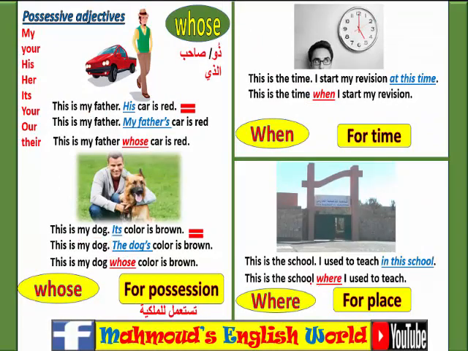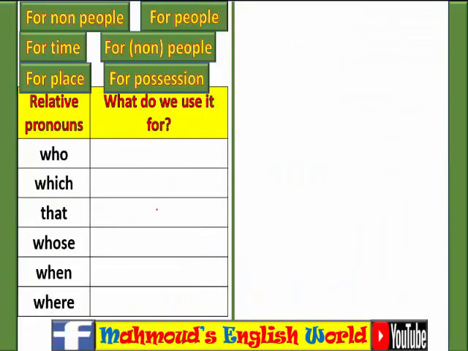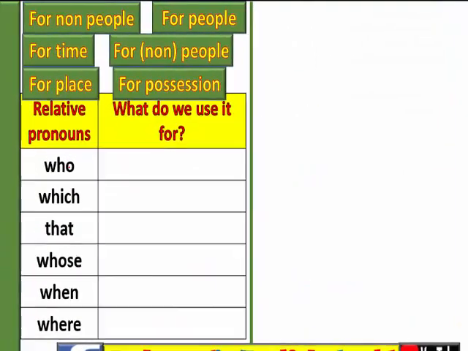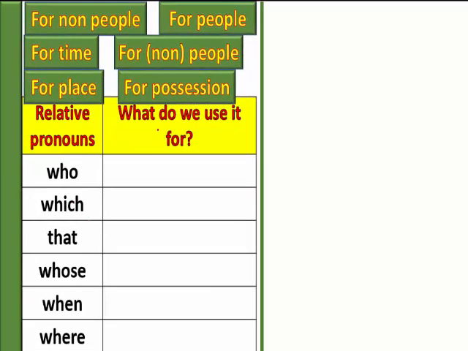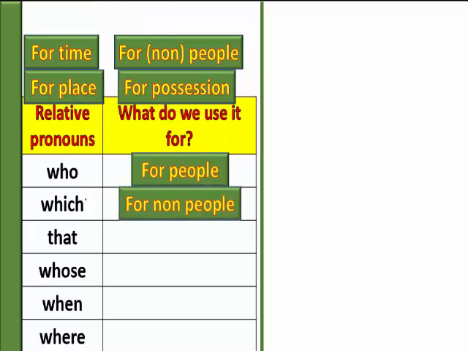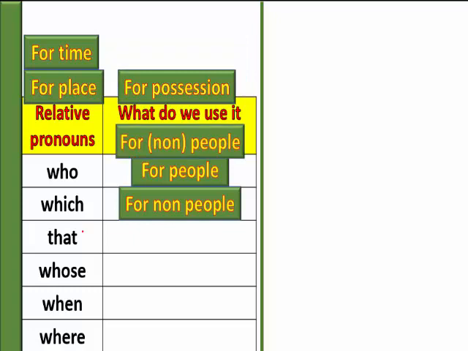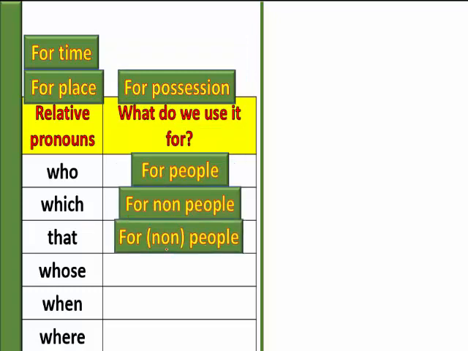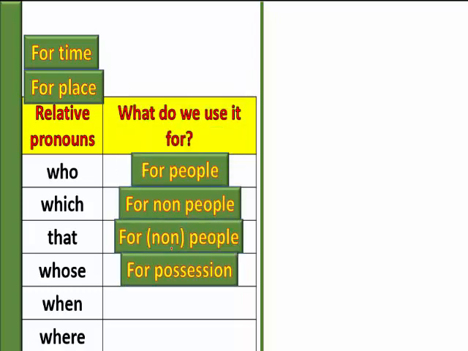Now let's see some practice. What you're going to do here, you have the relative pronouns, and this is the use. When do we use it? With people, non-people, for time, place, and so on. Who? We use it for, excellent, for people. Which? Non-people. That, for people and non-people, so for both. Whose? We use it for people and non-people to show possession, so for possession.